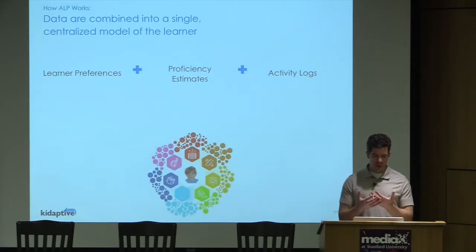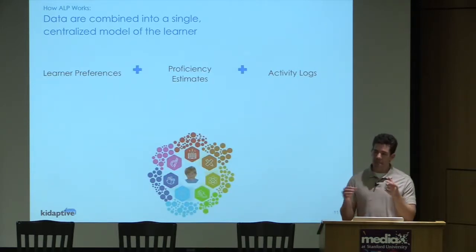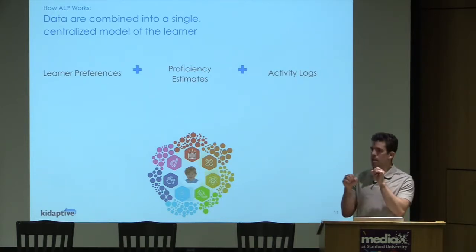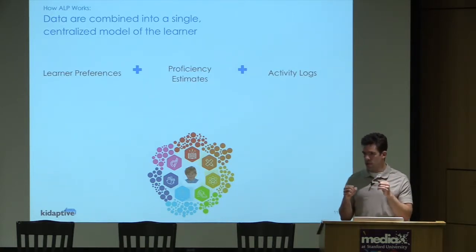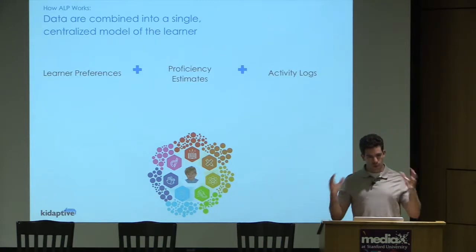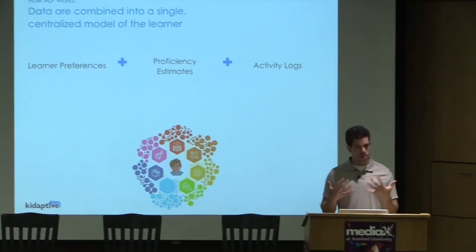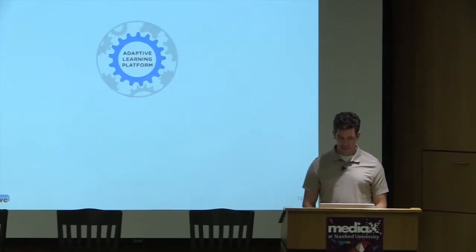We combine them all to create what we call a mosaic of a learner, because it takes in these little individual tiles, each of which is pretty uninformative on its own, pretty noisy. But when pulled together in the right way, they can illuminate something about the learner.